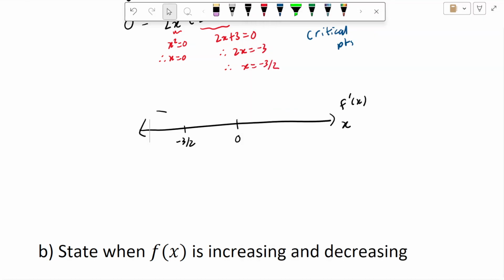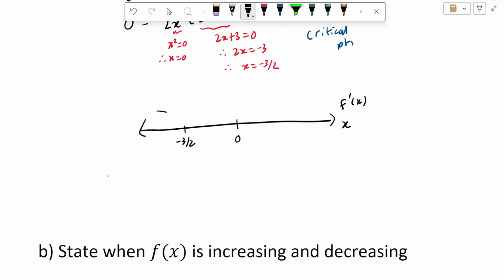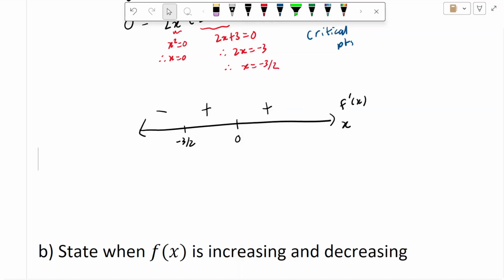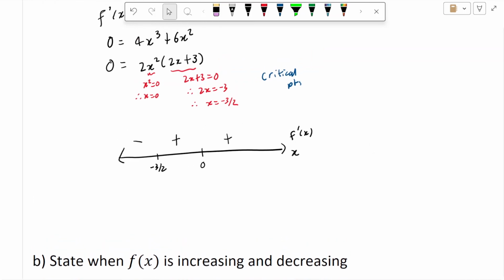Then in between these 2 points, minus 3 halves and 0, it's sloping up between those 2 points. So you put a plus. And then it's sloping up again after the point 0. So it sort of slopes up, goes flat at 0, and then slopes up again. Now, that's one way that you can get the pluses and minuses on your sign diagram.